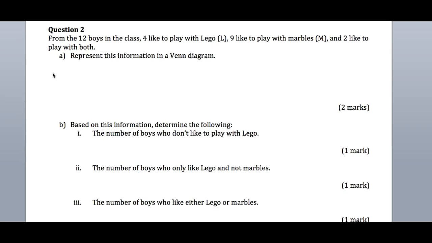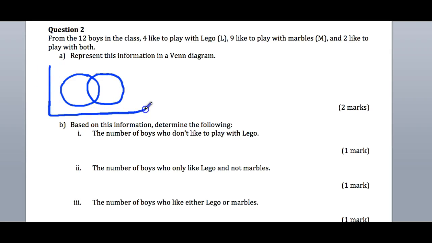Okay, question 2. From the 12 boys in the class, 4 like to play with Lego, 9 like to play with marbles, and 2 like to play with both. So represent this information in a Venn diagram. I've always said I prefer a two-way table, but let's draw it like this. We've got 12, so when I add up my numbers, I should get 12. If they don't add up to 12, then you've made a mistake somewhere.